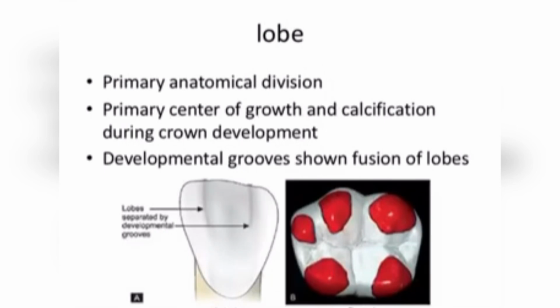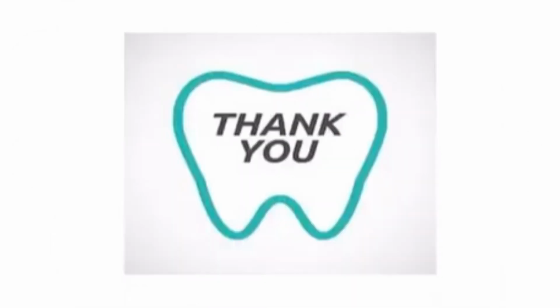Lobe. Lobe is one of the primary anatomical division. It is the primary center of growth and also causes calcification during crown development. Developmental grooves show fusion of the lobes. Lobes can be seen in the picture below.